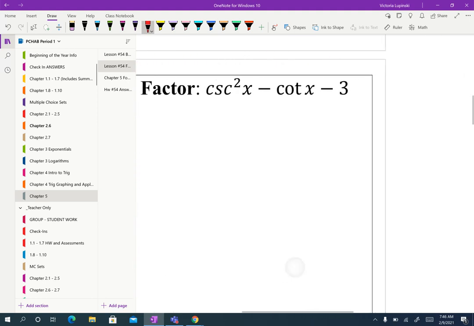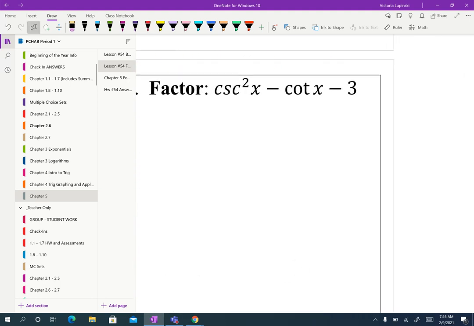Let's take a look then at number 4. The directions still say factor, but a little bit of a twist. Notice here that you have a cosecant squared and you have a cotangent. So obviously those trig functions do not mix. They're not the same. So it would obviously be much easier if they were the same.